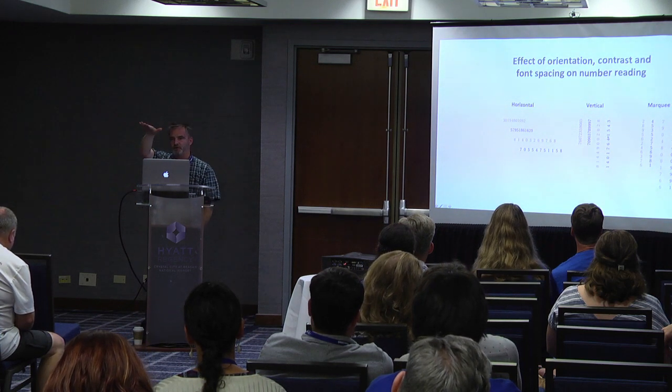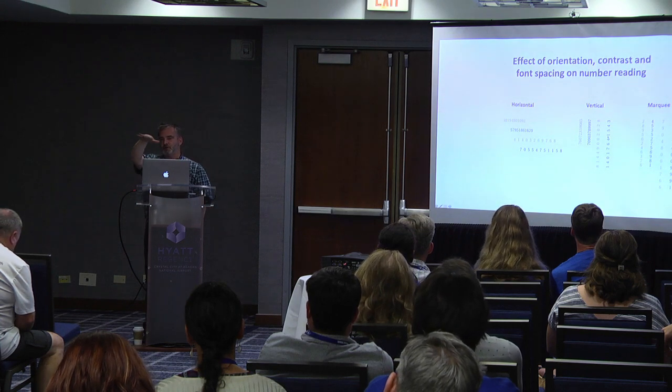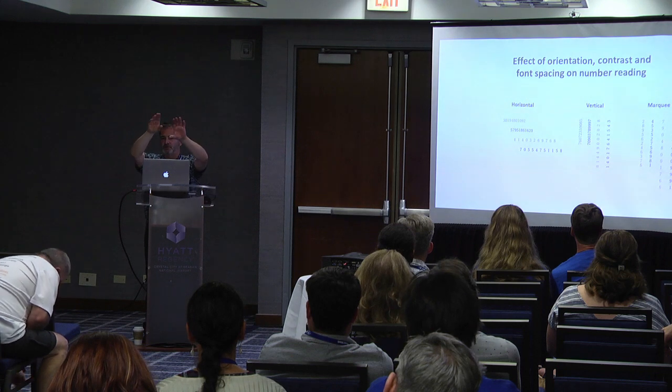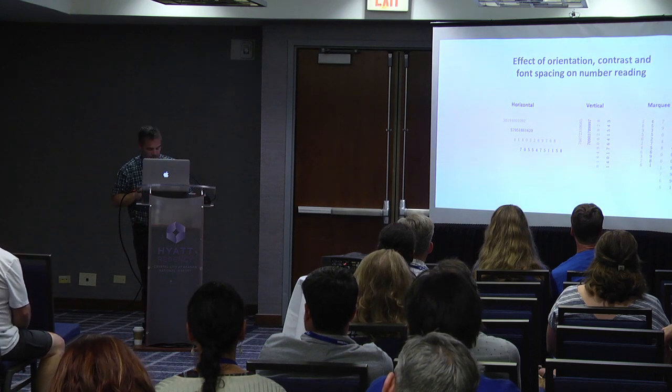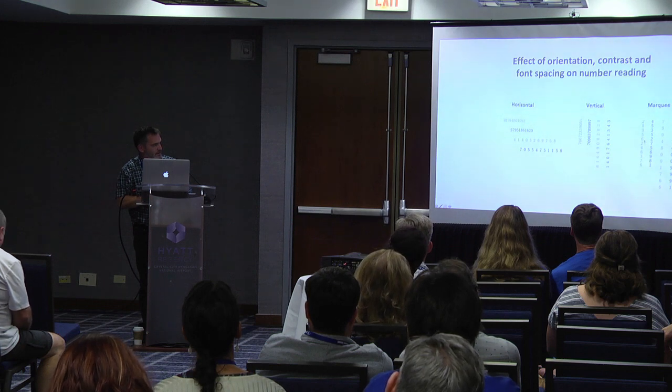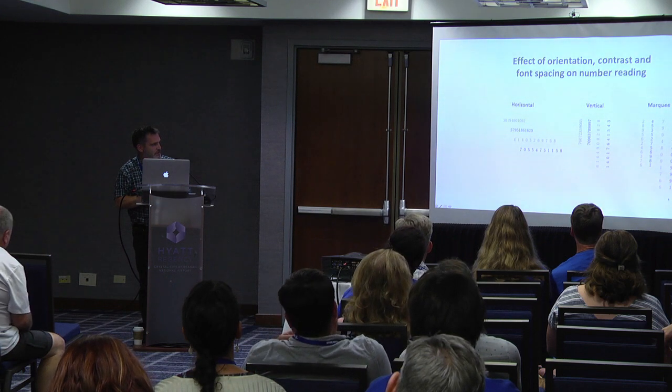You know, if your eyes are moving horizontally and things seem to blur together horizontally, and say you've got a phone and you can just twist it around and look at it vertically, does that help? And then we also looked at what's called a marquee format, where we put the numbers the right way up, but we put them on top of each other.